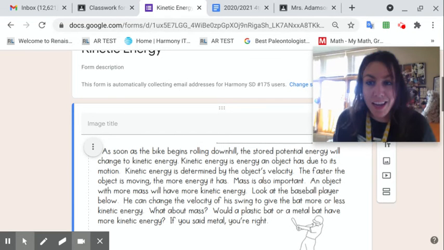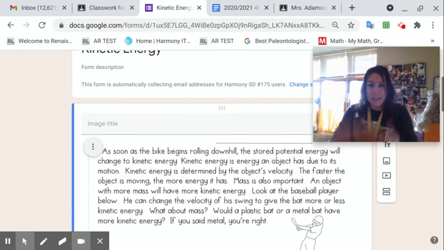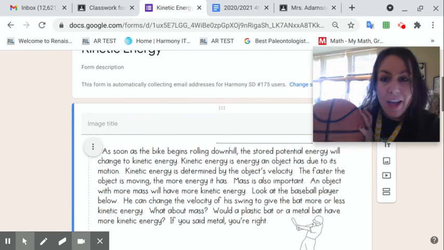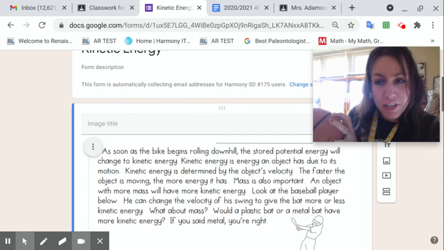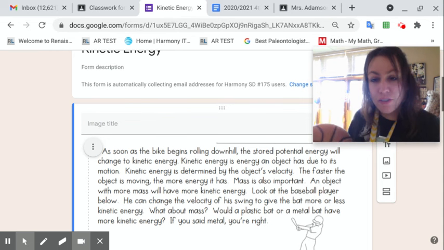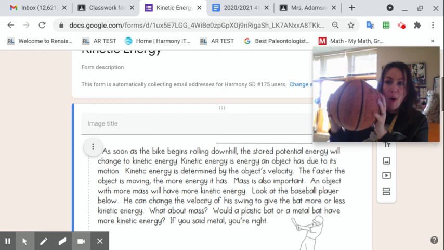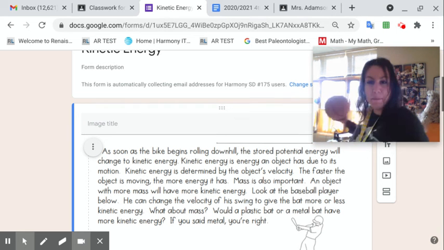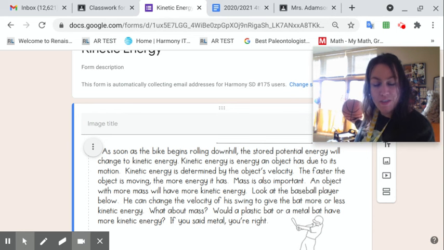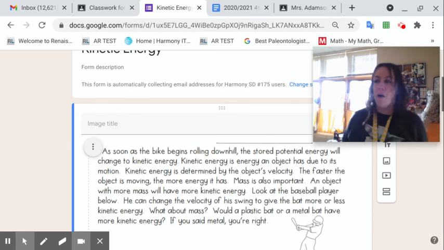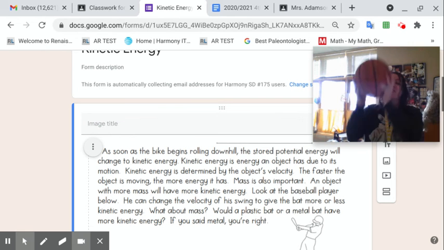Hey, fourth grade, just working on my energy here. So, yesterday we learned that energy is the ability to do work. We also learned that energy in an object is called stored energy when the object is not being moved or not using the energy. When it's just stored, like for example, me holding this basketball back, we learned that that was potential energy.